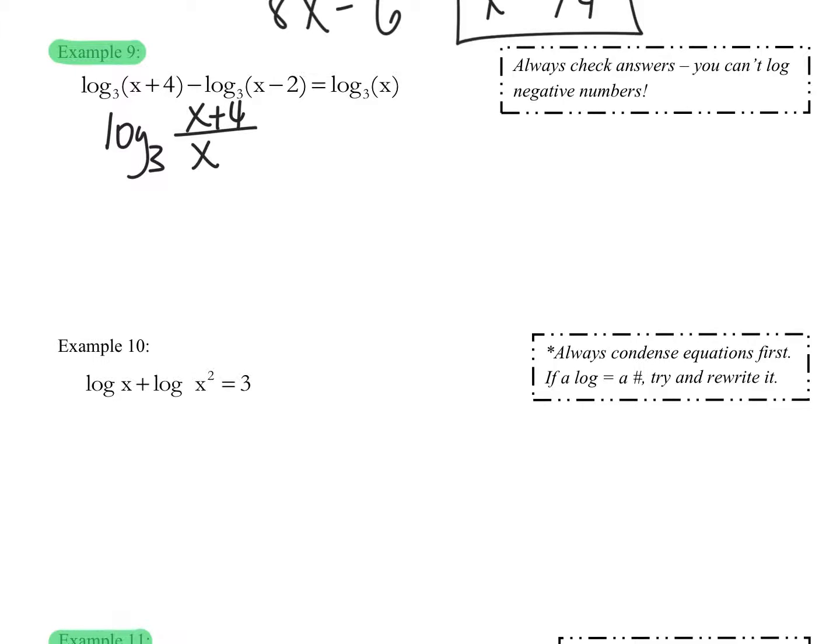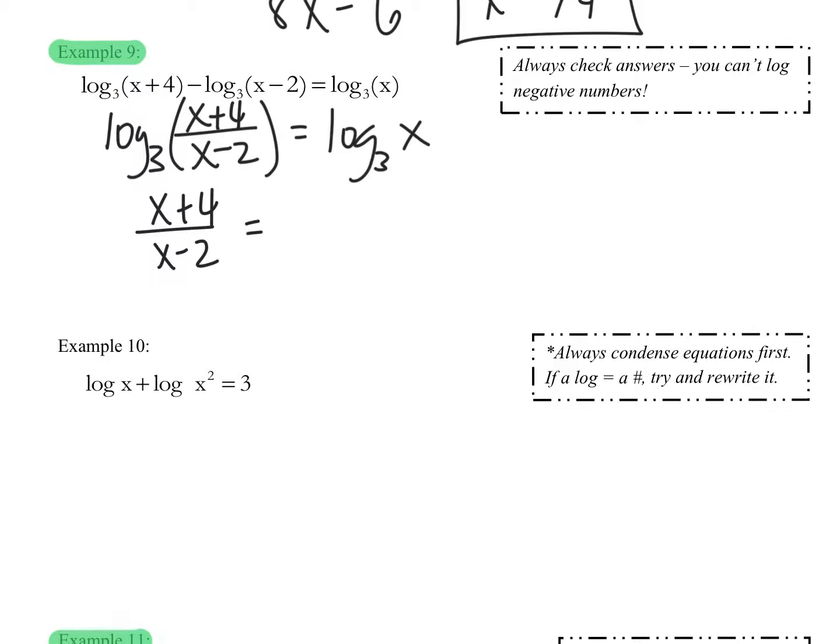So x plus 4 over x minus 2. Keep the right-hand side the same. And now it looks like example 7 and example 8. What we're trying to do here is condense so that I have a log on each side. And when I get that log on each side, that means that my quantities are equal to each other. So I'm essentially just solving the equation x plus 4 over x minus 2 equals x. Again, that's because I have a log on each side.